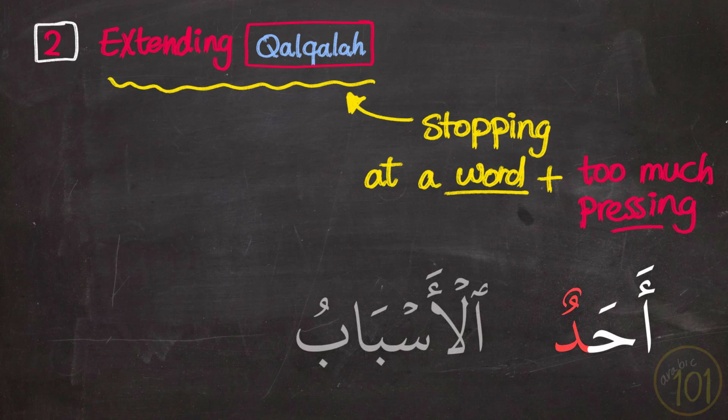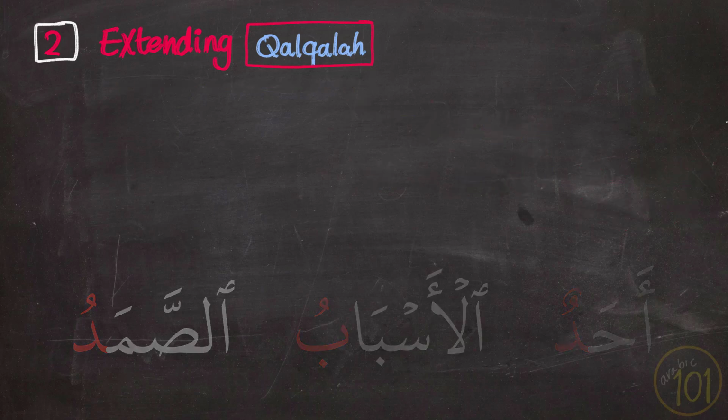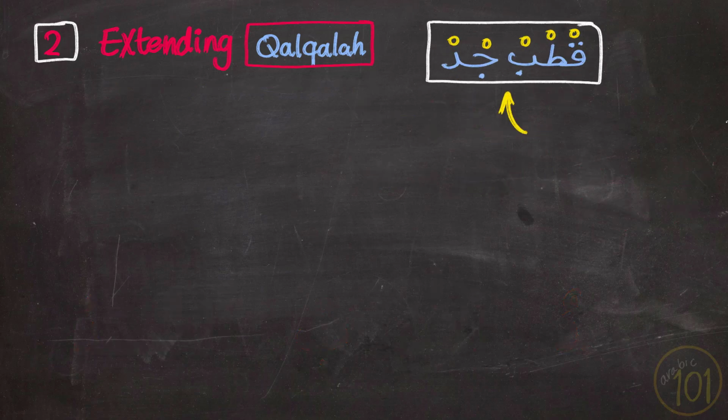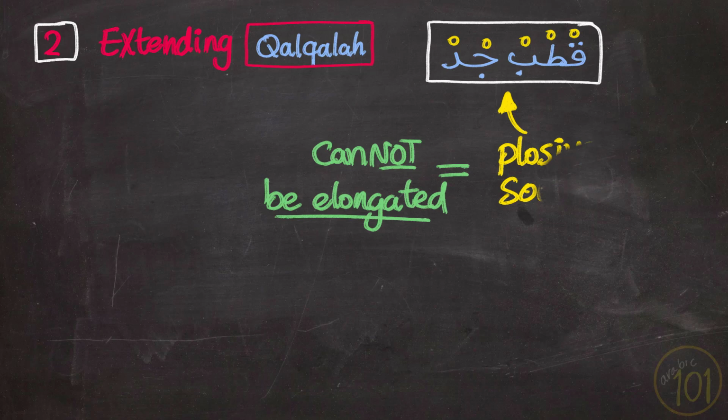أحد، الأسباب، الصمد. And this is of course a mistake because qalqalah letters are plosive sounds. And plosive sounds cannot be extended or elongated in any way. So this practice is considered a mispronunciation.